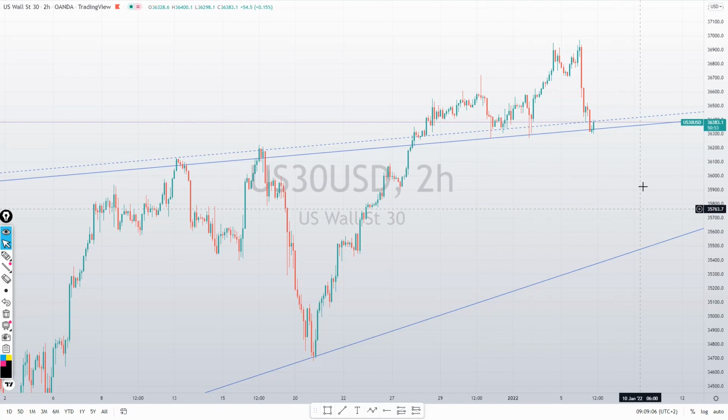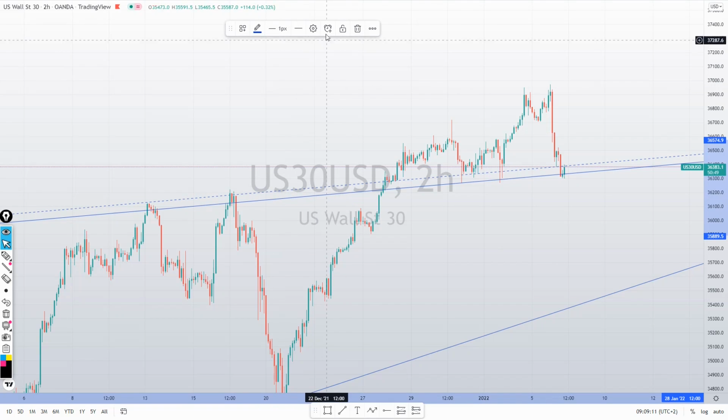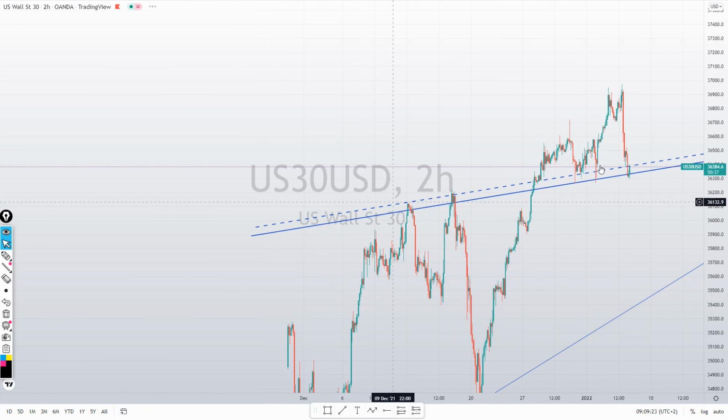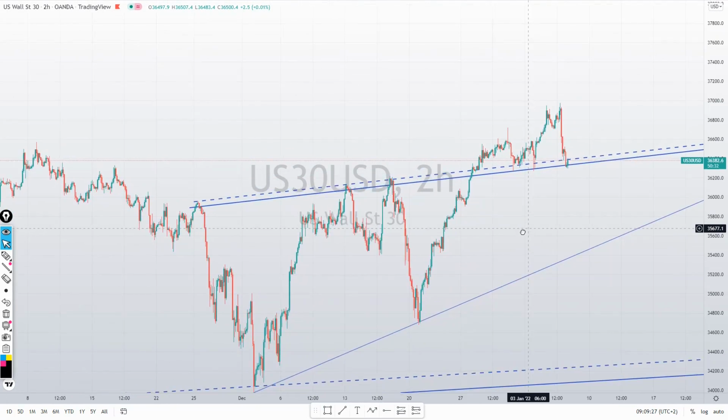So now we are on US30. On US30, we still see the same thing that we saw on German 30. So what is happening here is, let me just use 4 hour time frame. Oh, it's fine. I think the 2 hours time frame is also fine.